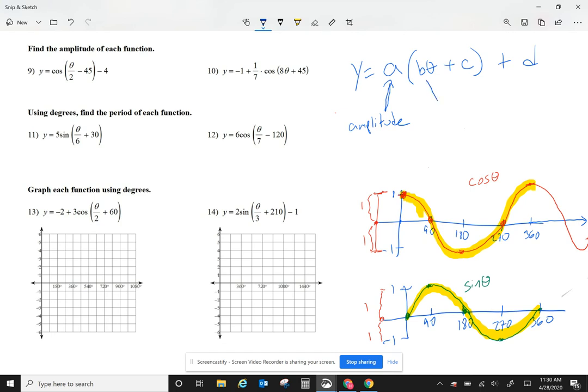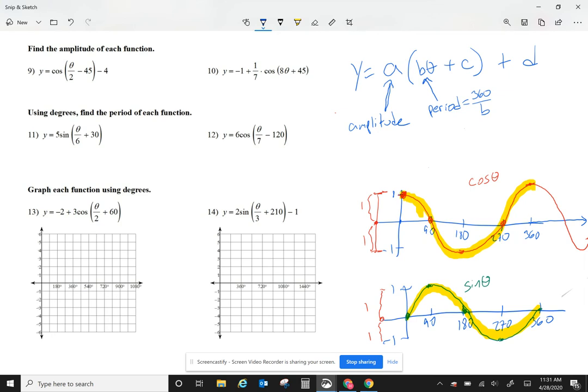Now b is going to talk about what we call the period. Now b, notice how for degrees, a whole period is 360. Now for b, the period is going to be 360 divided by b, whatever number it is. Notice my b, I wrote it as a number in front of the theta. So I'm going to divide 360, because that's how long it takes for a whole period, by b to know how long the period is now.